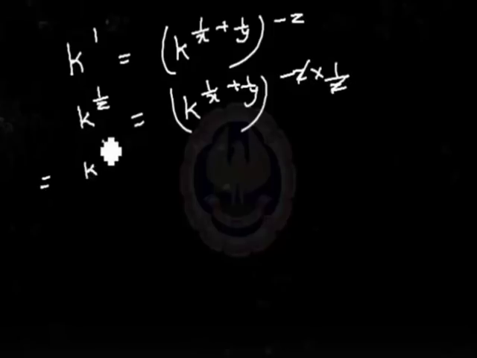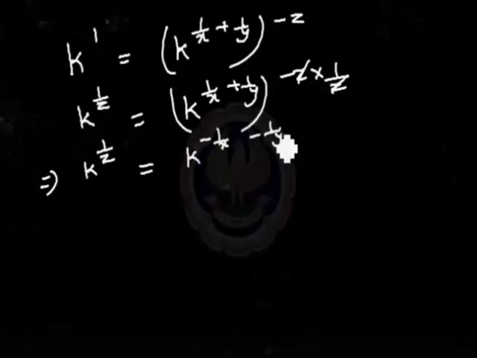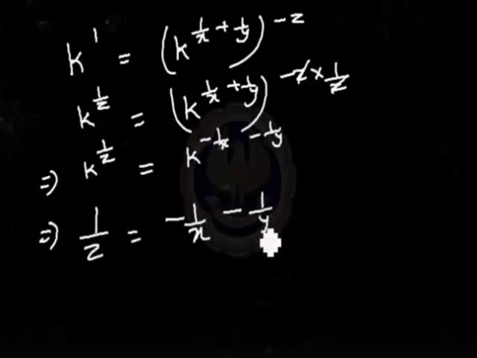So this can be written as k to the power 1 by z is equal to k to the power minus 1 by x minus 1 by y. I'm just multiplying the minus 1 into 1 by x and 1 by y. Since we studied that if x to the power a is equal to x to the power b, then a is equal to b. That is, if both the bases are the same and the expressions are equated, then both the powers are also equal. So therefore 1 by z is equal to minus 1 by x minus 1 by y. Agreed?